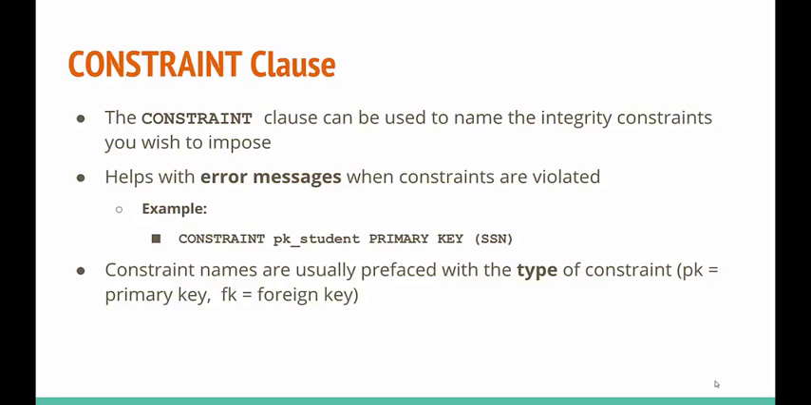The example you see here, constraint pk underscore student primary key SSN, indicates that we're putting a constraint on this table. Specifically, the constraint is the primary key constraint, which field is the primary key. But we're also giving the constraint a name, and that name can be referenced in error messages and if we ever need to modify this particular constraint with an alter table statement.